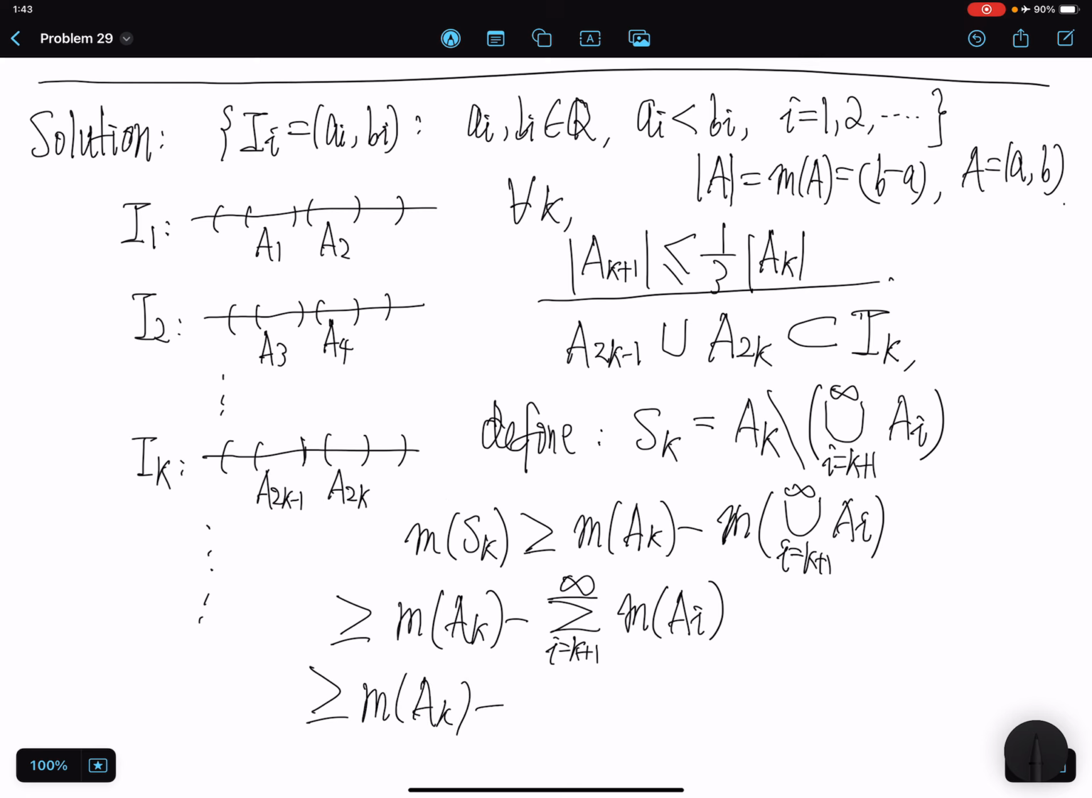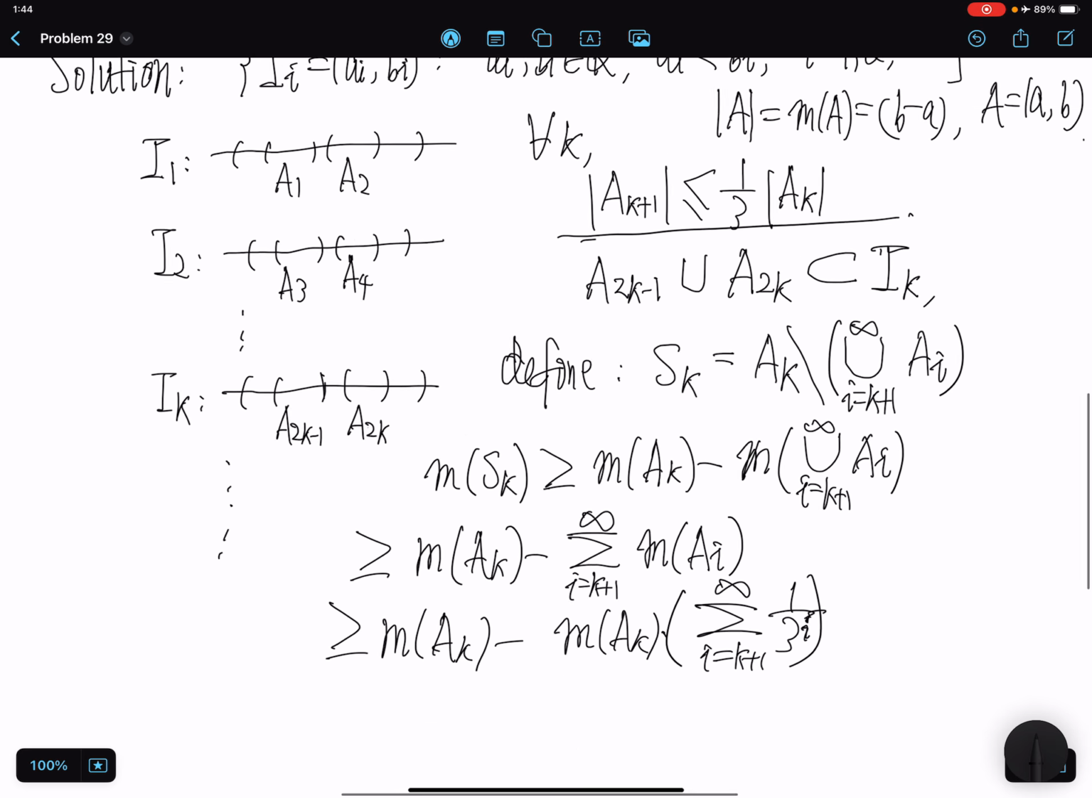Because for any of these, the length is less than 1/4 of the previous one. So this could be this from A sub k. So the measure of A sub k times sigma I from k plus 1 to infinity of 1/3, right? Times this, 1 over 3 to the I power, right?